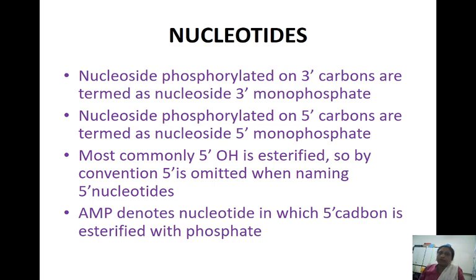Here we need not mention it is 5 prime AMP, because AMP indicates that the 5 prime carbon has been esterified with the phosphate. When the esterification is done at the 3 prime hydroxyl group, then we have to mention it is 3 prime AMP. So without mentioning that, when we simply write AMP, ADP or CMP, it denotes that the esterification is done on the 5 prime carbon of the ribose sugar.